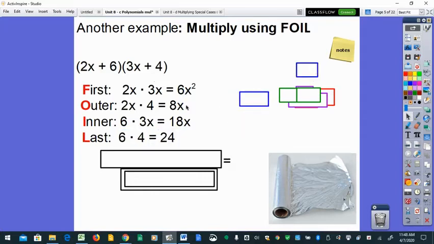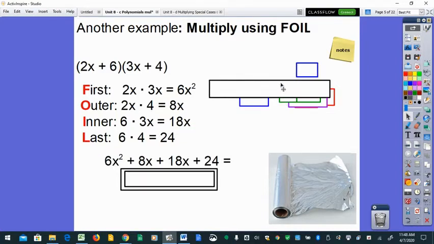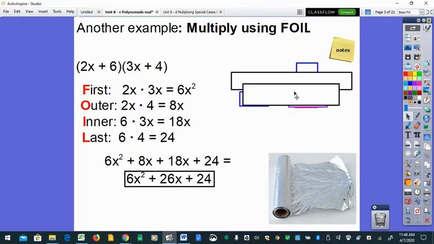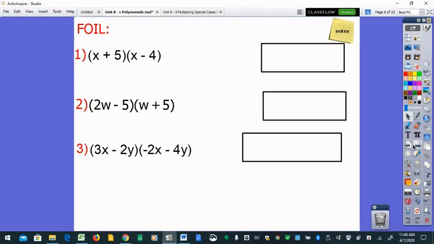So we need to have these 4 things combined. And notice we have a pair of like terms, and 8x and 18x would make 26x. So our final answer in standard form would be 6x squared plus 26x plus 24. Okay, your turn, guys. Try to do these 3. Pause the video, and we'll be back to see how you did.